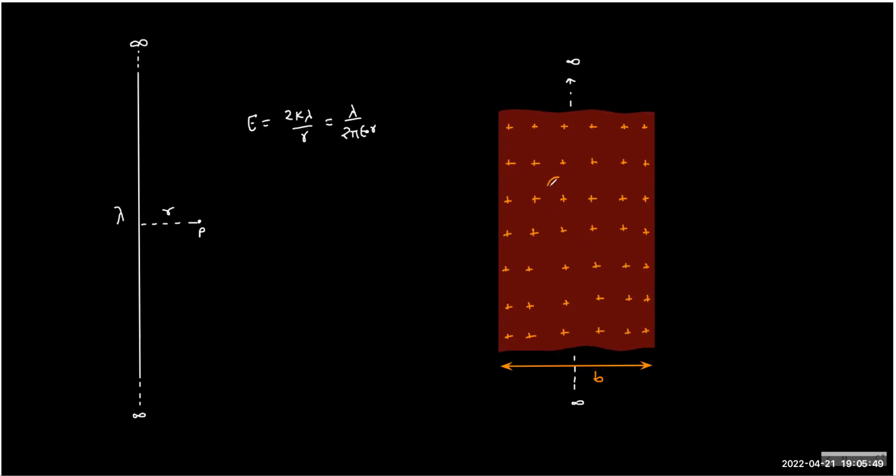So sigma is the surface charge density. I choose a point here, which is in the plane of the sheet, but at a distance a away. And now I'm looking for the electric field at point P.